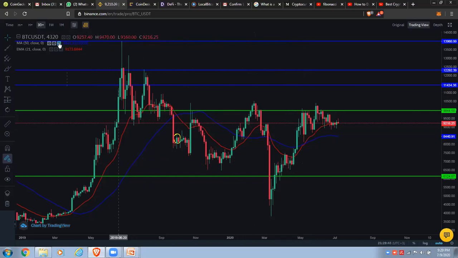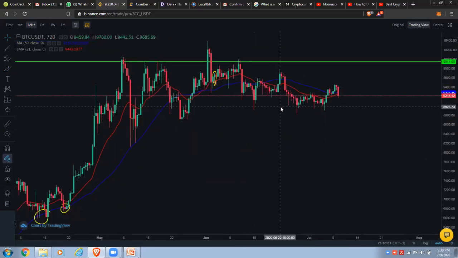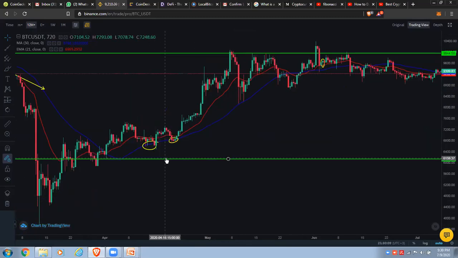If you change the candlesticks, you realize this is which day. Let me take you to the specific day. This is 9th of April 2020. So taking you to the 12-hour candle, here we are on the 9th of April. At this day, can you see this 9th of April?